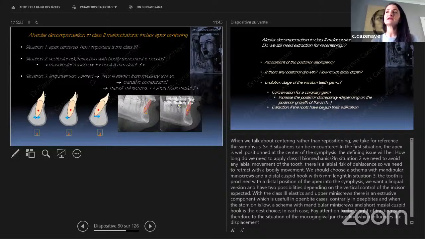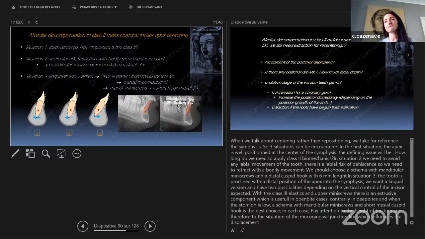In situation 3, the tooth is proclined with a distal position of the apex into the symphysis. We want a lingual version and have 2 possibilities depending on the vertical control of the incisor expected. With the class 2 elastics on upper meniscus, there is an extrusive component, which is useful in open bite cases, contrarily in deep bites, and when the stomion is low. A schema with mandibular meniscus and short mesial cuspid hooks is the best choice.